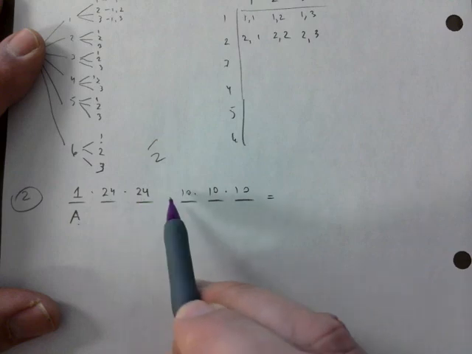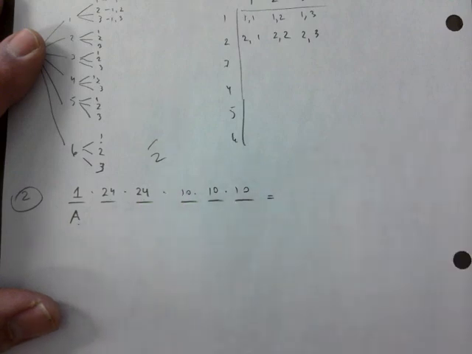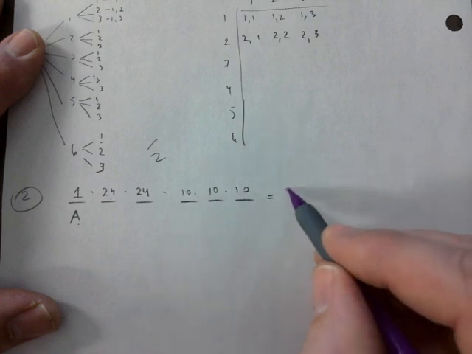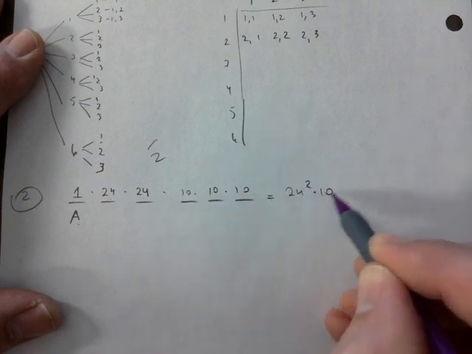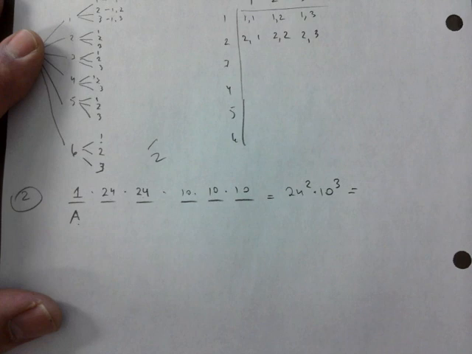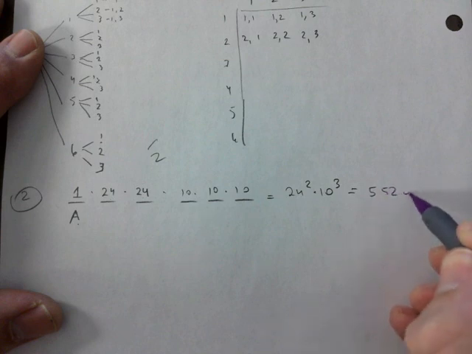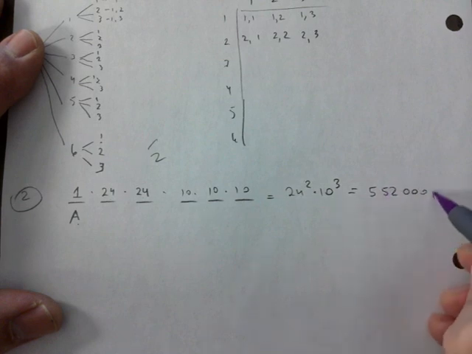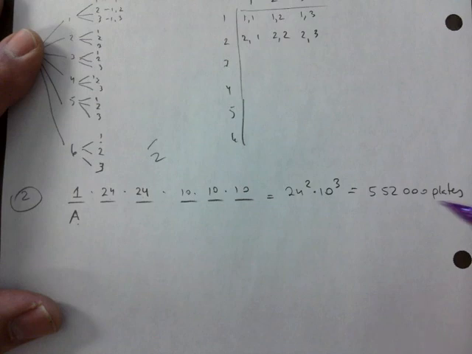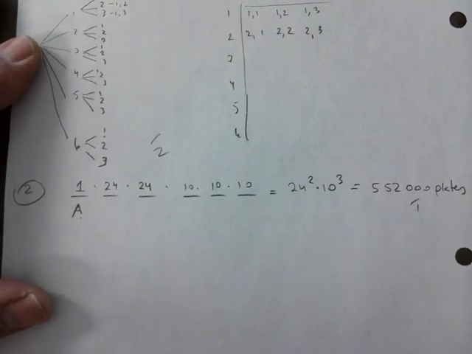So this one you actually can't write in permutation notation, because repetition is allowed. So it'd be 24 squared times 10 to the power of 3. If you crunch that, you get 552,000 plates. Worth 1 mark. So if you did the 9, don't take off again for the next.